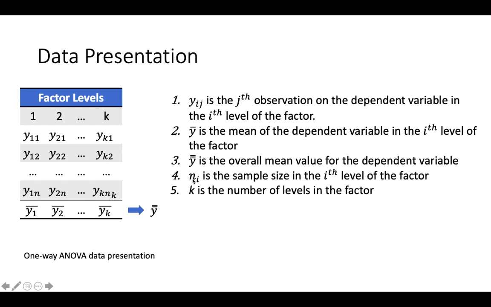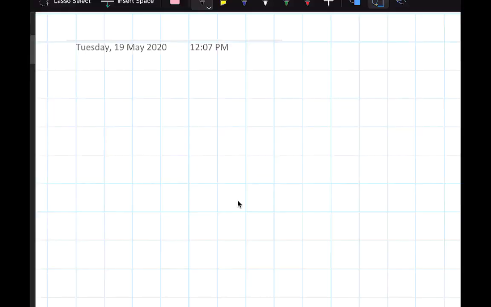Okay? So n is the sample size in the ith level of the factor. For example, if you have a sample size of 100 for the first level, then this n here is going to be Y1,100. And say for level number 2, you have 98, so this n here is going to be Y2,98. Okay, so I'm going to show you an example of how the data is presented in ANOVA.